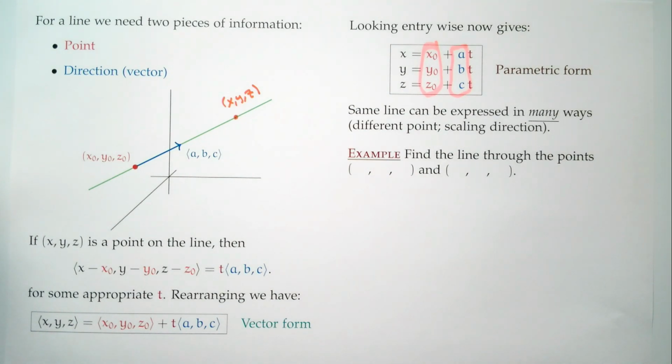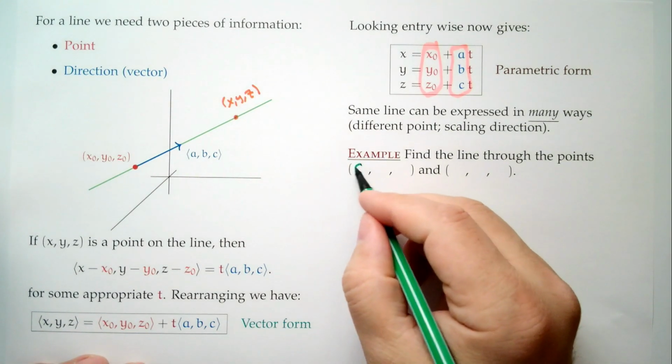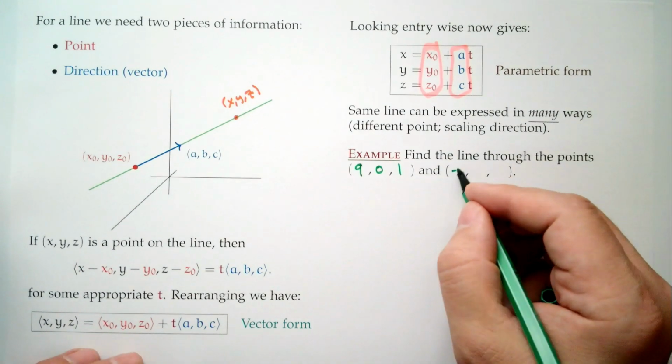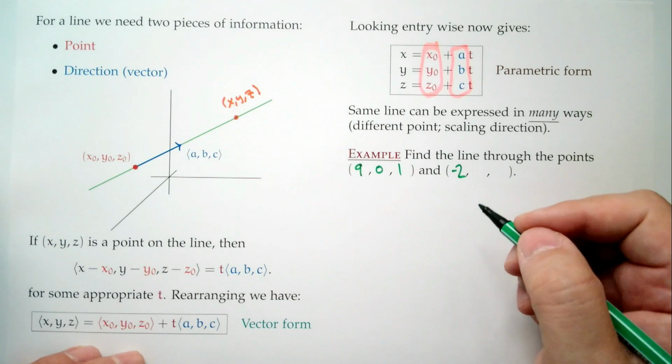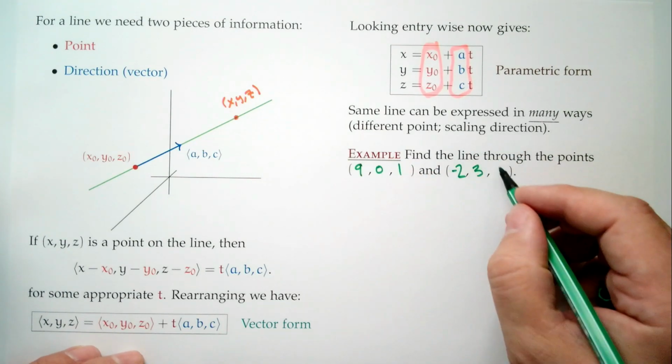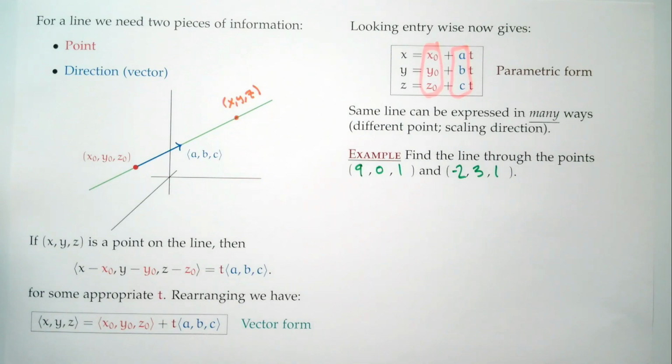0, 0, 0. Let's not do 0, 0, 0. Someone said something like 9, 0, 1. Something like -2. I'm going to guess that's -2, 3, 1. Let's not do 1. Let's do 1. Yeah, okay. All right. We'll do that. 9, 0, 1 and -2, 3, 1.